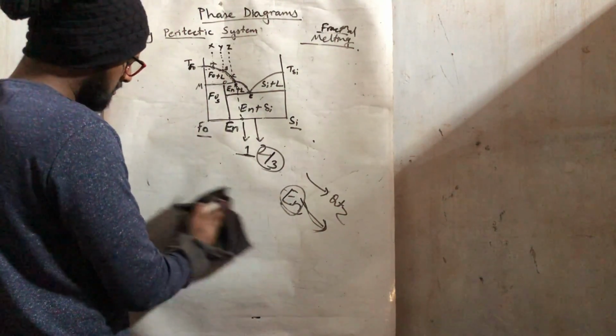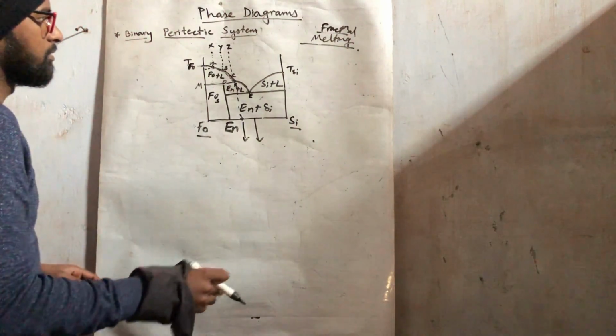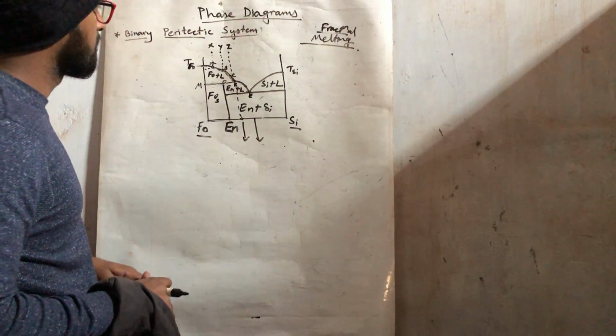So we have also discussed the phase rule here within the diagram. So we are done with the binary peritectic system.